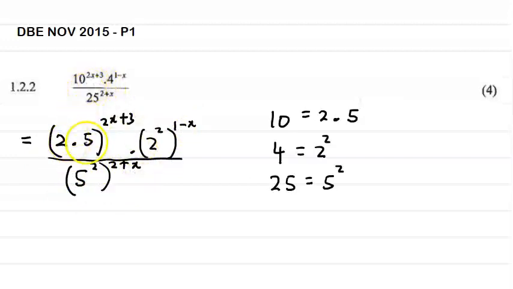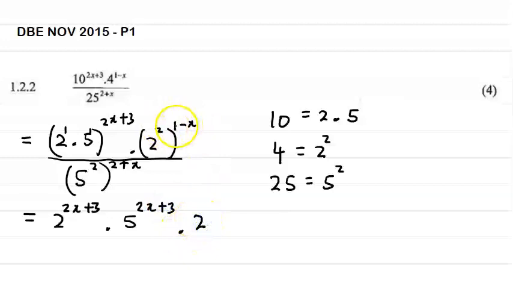So remember, 10 is 2 times 5 to the 2x plus 3. 4 is 2 squared to the 1 minus x. And 25 is 5 squared to the 2 plus x. Let's open the brackets according to those laws that we discussed earlier. Remember, there's a 1 here, 1 times 2x plus 3, so that'll be 2 to the 2x plus 3, times 5. Remember, there's a 1 there as well.